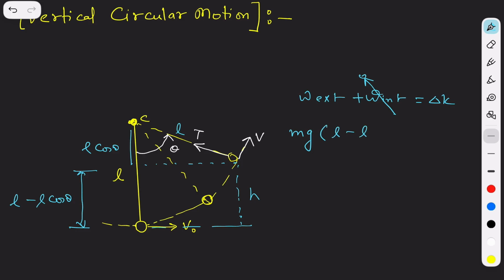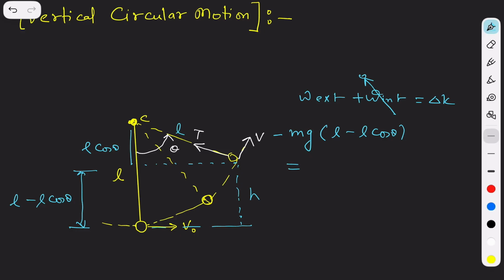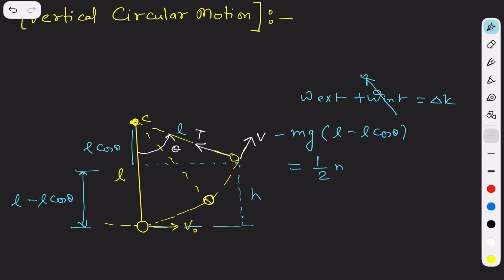Why? Because if you see, the body is going up, but gravity is acting continuously downward. So of course the work done will be negative, and that is equal to the change in kinetic energy. So the final kinetic energy will be half m v square minus half m v naught square.